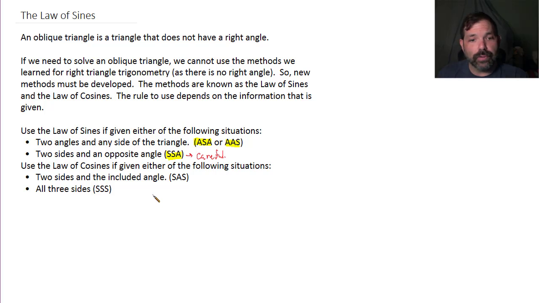Now, if we have two sides and the included angle, the side-angle-side situation, we will use the law of cosines. And if we're given all three sides, we will use the law of cosines. We'll see that in the next video. All right, so let's build the law of sines and see how we can use it.